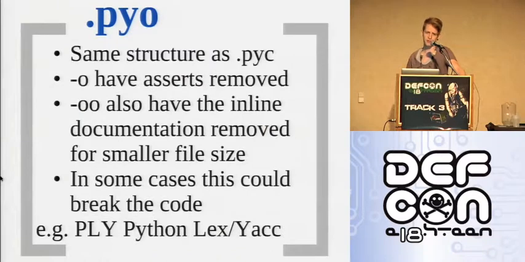PYOs have the same structure as PYCs, but they're optimized at some point. You can optimize at the first level, which will remove all the asserts. Optimize to the second level, it will remove all the asserts and all the inline documentation. Nothing to do with speed, purely file size. This shouldn't break most things, but in some corner cases it will. Python Lex and Yacc is one of those that if you remove the doc strings, then everything fails because the actual Lex grammars are kept in the doc strings. But most of the time a PYO is just smaller file size, so that's all good.